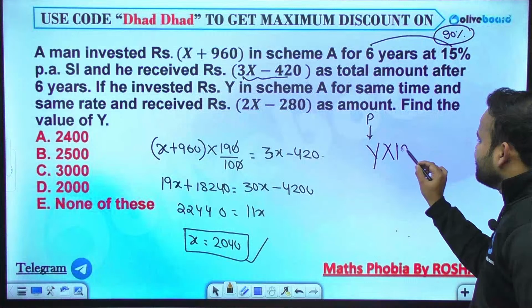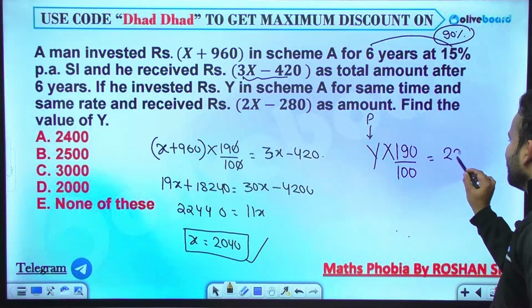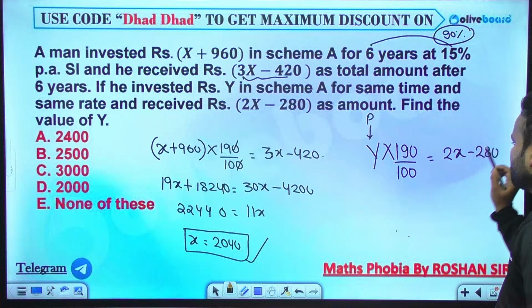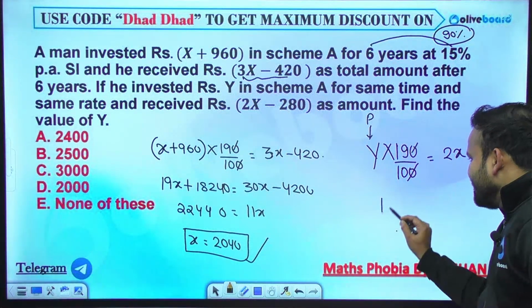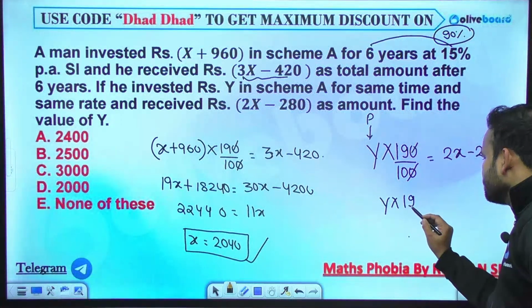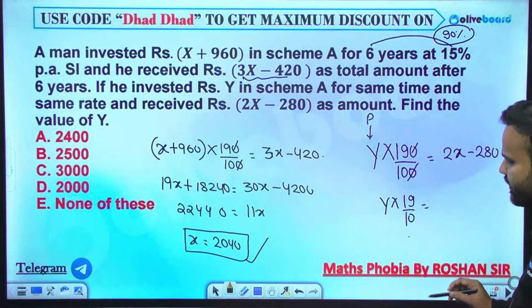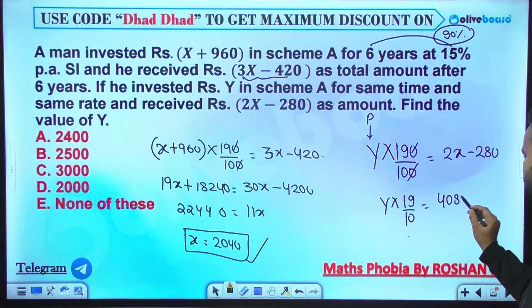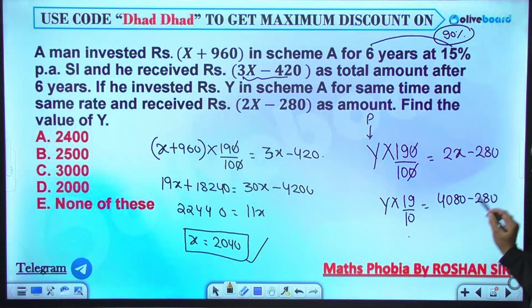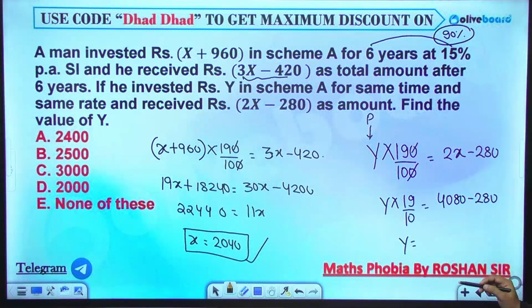That means 190% will be the amount, and this amount is represented as 2x minus 280. So it's eliminated. 19y into 19 by 10, put the value of x, is equal to 2 into 2040 will be 4080 minus 280. So what about the value of y? So this will go over here. So 0 0 and what for 3800, right?